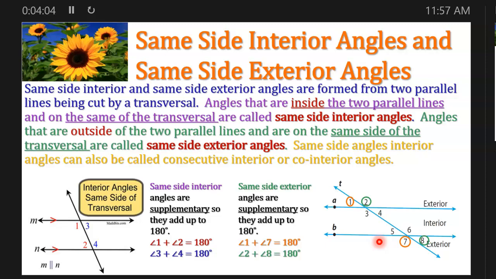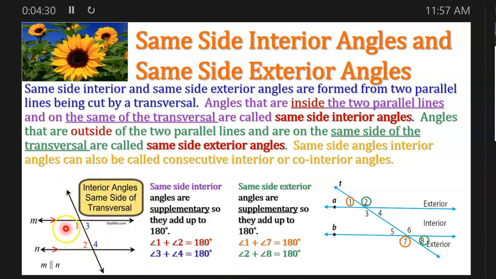Same side angles that are interior angles can also be called consecutive interior or co-interior. Now, again, I'm not going to use those terms, but sometimes I will find those terms in textbooks and on certain written worksheets that I give students to practice with. So just try to remember that there are other names for same side interior angles that you might see.